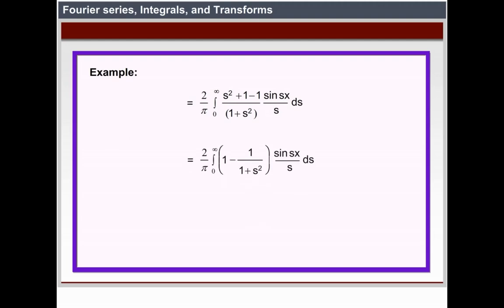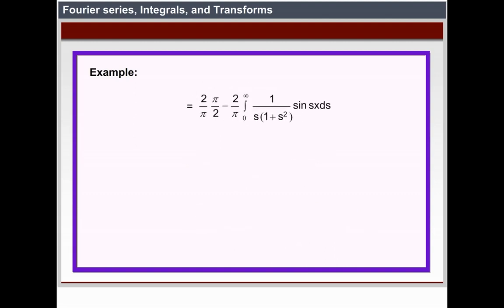Equal to 2 by pi integral 0 to infinity (1 minus 1 by 1 plus s square) into sin sx by s into ds, equal to 2 by pi integral 0 to infinity sin sx by s into ds minus 2 by pi integral 0 to infinity 1 by s into (1 plus s square) into sin sx ds, equal to 2 by pi into pi by 2 minus 2 by pi integral 0 to infinity 1 by s into (1 plus s square) into sin sx ds, equal to 1 minus 2 by pi integral 0 to infinity 1 by s into (1 plus s square) into sin sx ds.